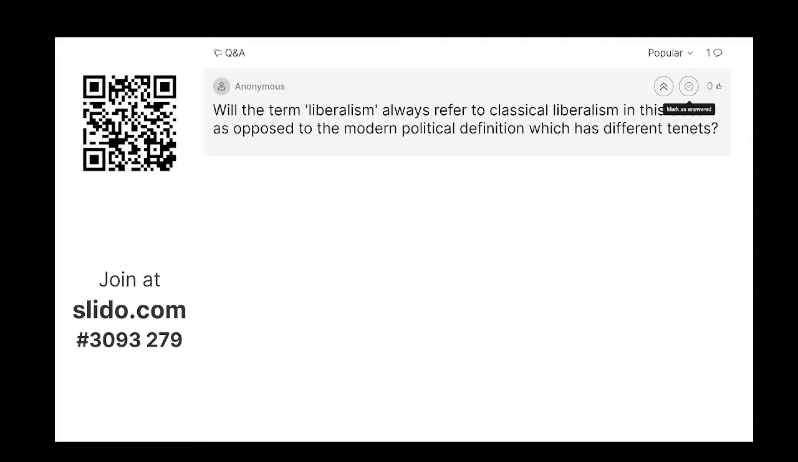So, will the term liberalism always refer to classical liberalism in this class, as opposed to the modern political definition that has different tenets? Yeah, so when we're talking about economics, we're going to use the term liberalism as the Adam Smith vision of liberalism, right? Of liberal economics, rather than some idea of liberal politics, leftist or left-wing kind of politics. We're not going to use it that way, but liberal in the sense of free market, little government interference, and an idea of a self-regulating market is the way that we're going to use liberalism in this class. That's a really good question.